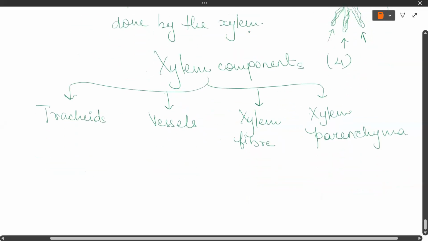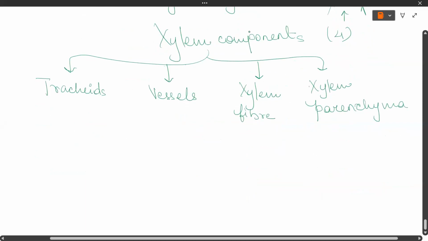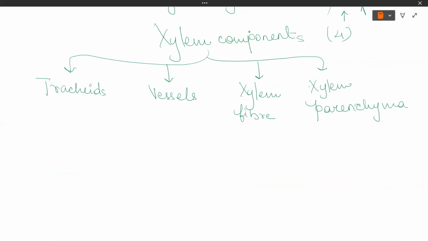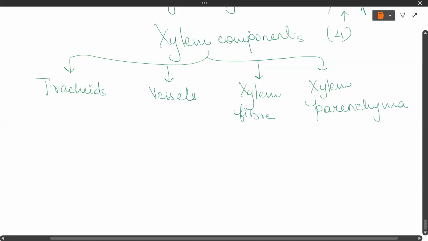And the xylem is responsible for not only the transportation of water, but along with that, it also transports the minerals from the soil. Can you name some of those minerals? Something, oxygen, potassium. Nitrogen. Oxygen.